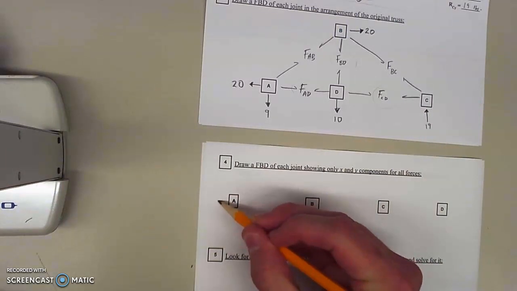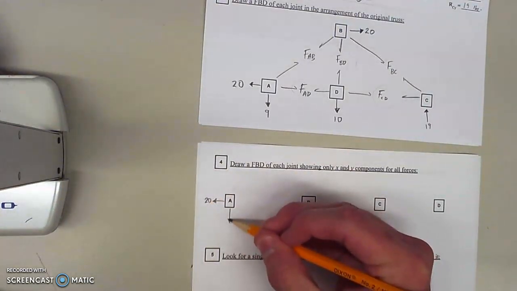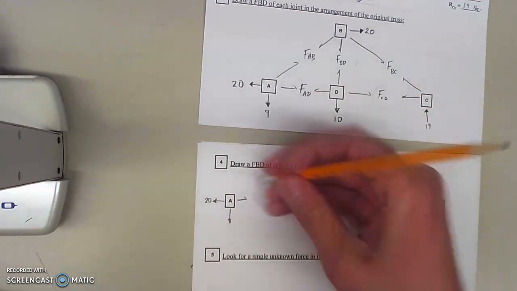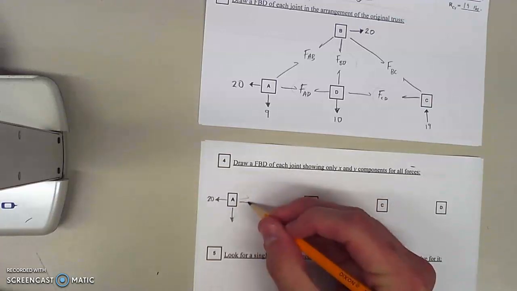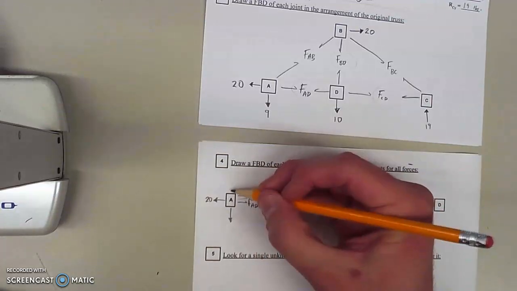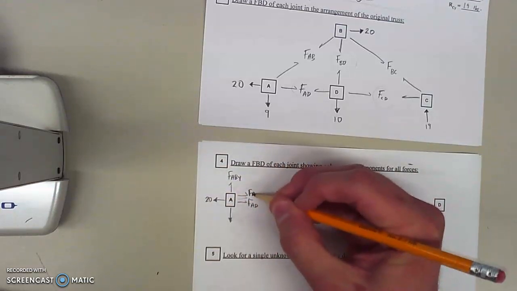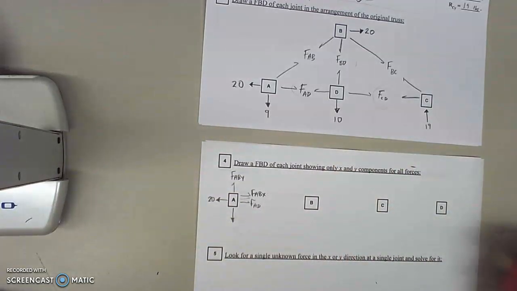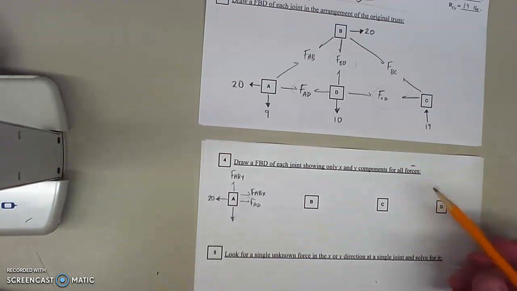So I'll start at joint A. Well, 20 is fine. 9 is good. Straight down. FAD, let me draw that a little bit better. FAD is all good. Now, FAB, I'm going to componentize: FABY, FABX. All right, done.